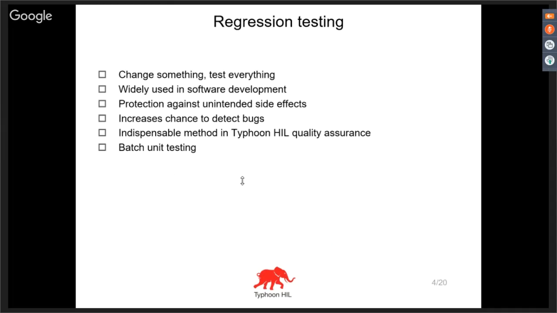And also, it largely increases the chances to detect bugs. It's for sure an indispensable method in Typhoon HIL quality assurance. Specifically, the regression testing that you will see today is implemented as batch unit testing.